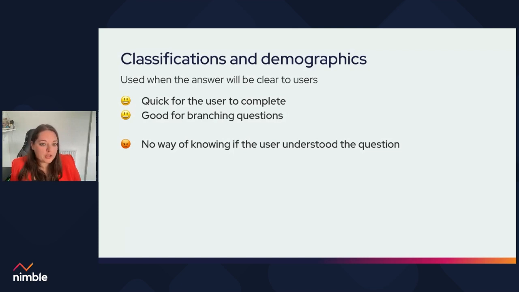Again, it's good for branching questions. It's really good for things like screeners as well. If you want people that are in a certain role, in a certain age bracket, a certain gender, you can use them to screen people out. Again, there is no way of knowing if the user really understood the question, but there are ways to limit that risk.